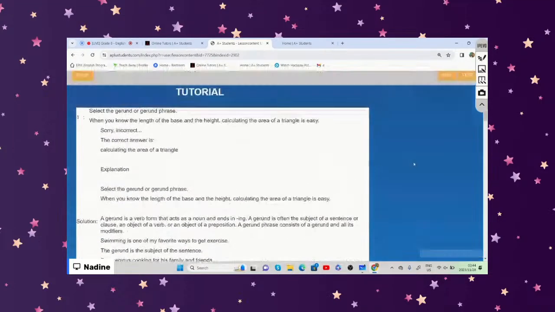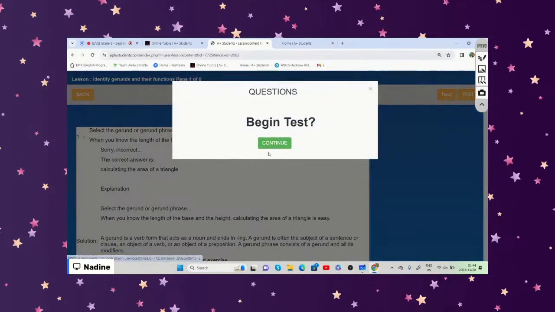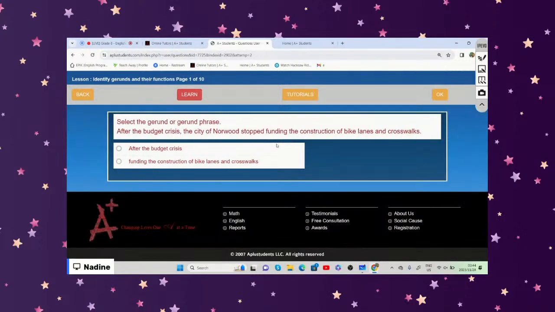All right, so now we're going on to our test on identifying gerunds and its functions. After the budget crisis, the city of Norwood stopped funding the construction of bike lanes and crossroads. So we now need to either identify the gerund and its functions, or just identify the gerund or the gerund phrase.